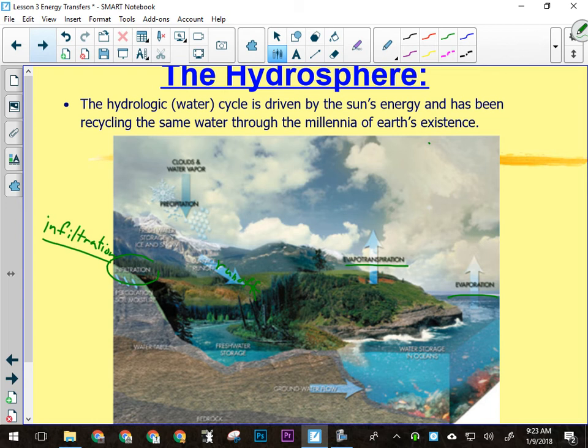Okay, everybody with me on that? Will I possibly ask you to label a water cycle diagram and a multiple choice item? Probably. Make sure you know infiltration and runoff. Those might be new. Okay.